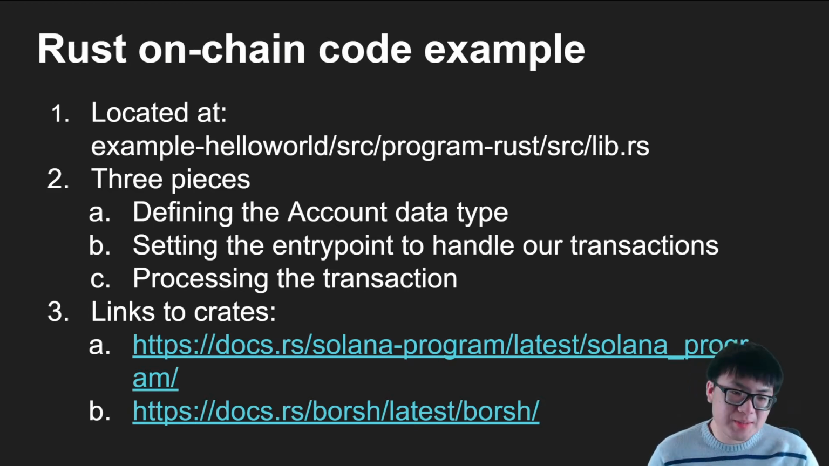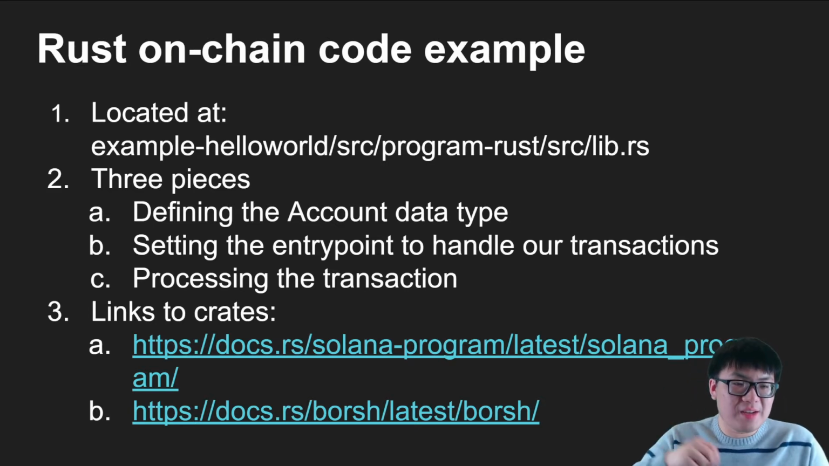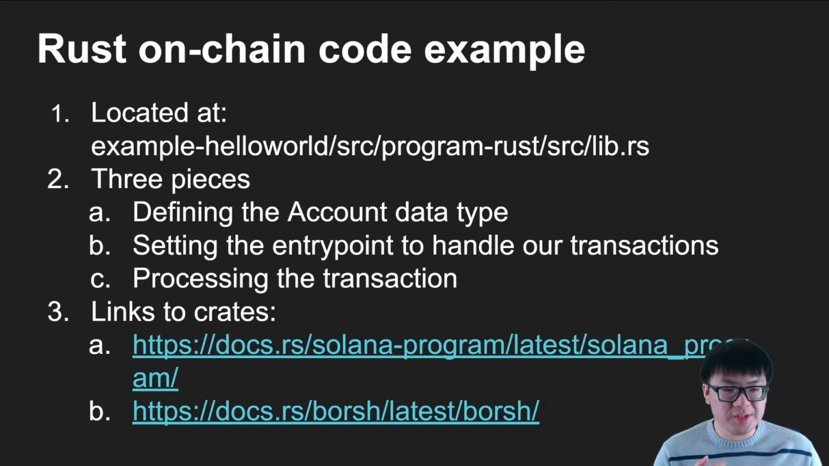Small plug aside, the second thing that goes inside on-chain code is setting the entry point to handle our transaction. It's literally just a macro in our Rust code that we include, so nothing hard. And the third piece of the puzzle is we need to actually write a function that would help process the instruction that we receive.